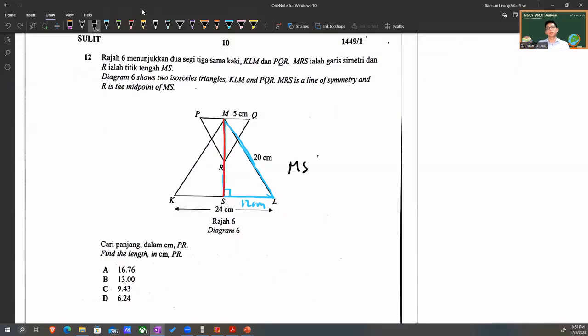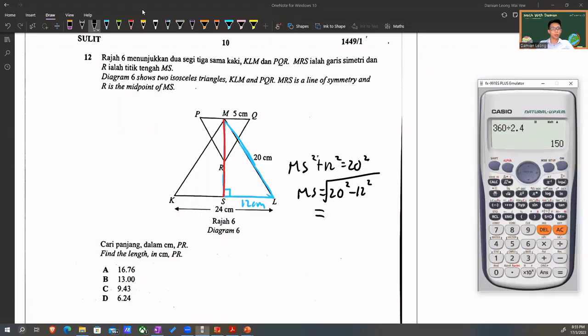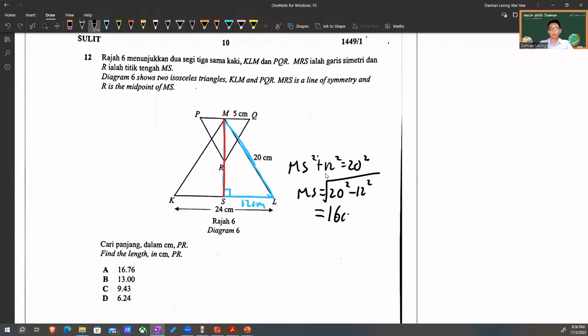A squared plus B squared equals C squared. C is always the hypotenuse, which is the 20. So MS squared plus 12 squared equals 20 squared. MS is the square root of 20 squared minus 12 squared. So I calculate. Square root of 20 squared minus 12 squared is 60. So M to S is 60 cm.